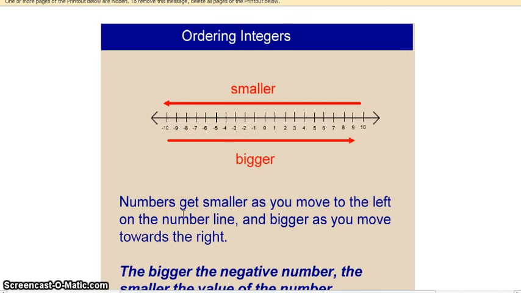When comparing and ordering integers, it's important to make sure that you understand what makes a number smaller or bigger than another number. So if we look at the number line, any numbers that are on the right-hand side of the number line are going to be bigger than numbers that are on the left-hand side of the number line.